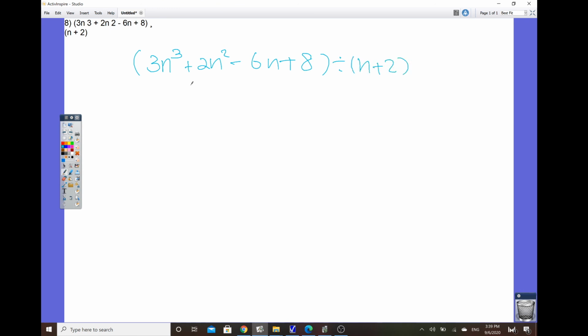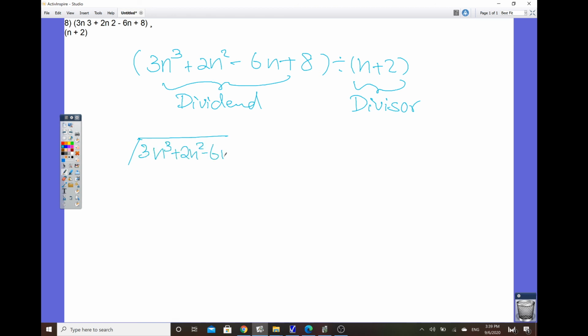As you can see, this one is called the dividend, and the linear binomial is called the divisor. For the long division, the format is always the dividend divided by the divisor. So the dividend goes inside: 3n to the power of 3 plus 2n squared minus 6n plus 8. And the divisor is n plus 2. In order to find the quotient, we need to compare the terms. The divisor is a binomial, so we start with the binomial.